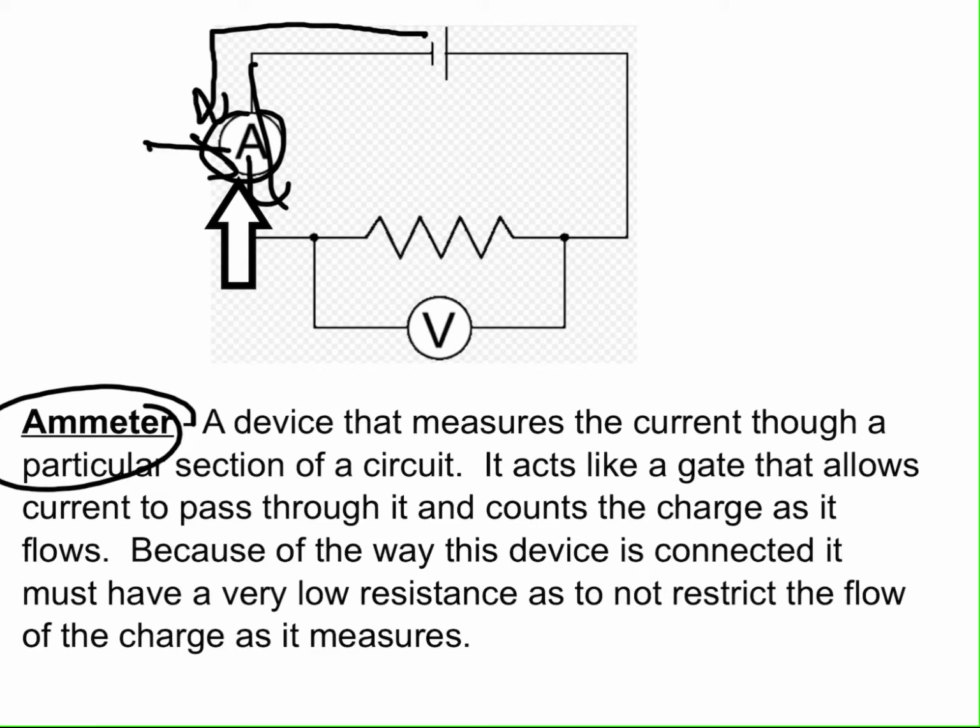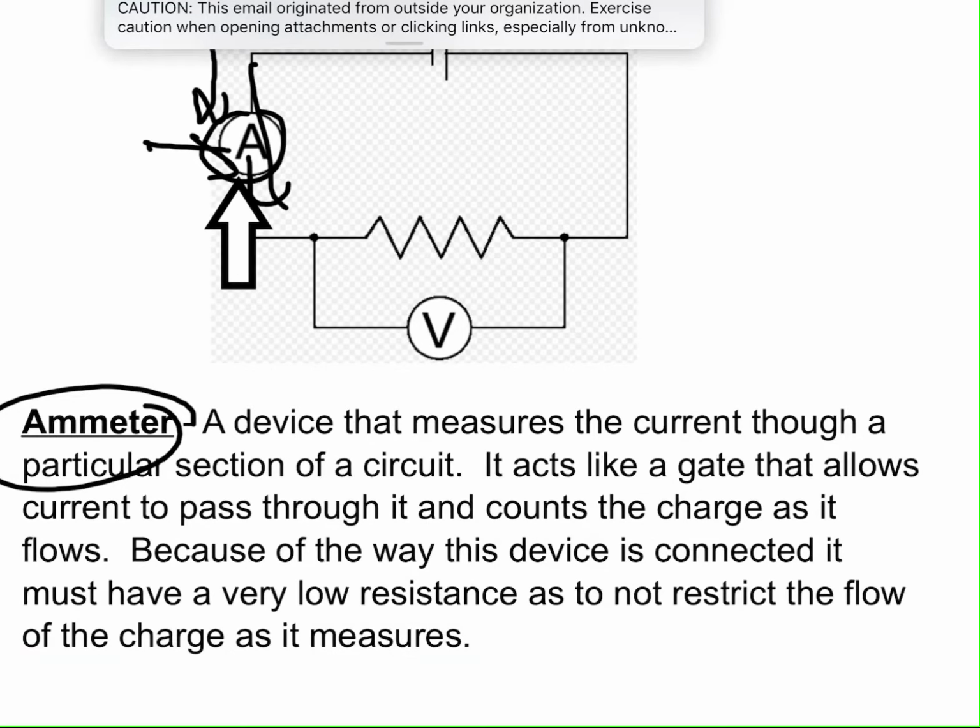So if I place it here, it would tell me how much current is flowing through this section of the circuit. Now, the whole idea behind a measuring device is to keep an accurate measure of what it's trying to measure without changing what's happening in the circuit itself. So, you see here it says it acts like a gate that allows current to pass through it while counting the charge as it flows.